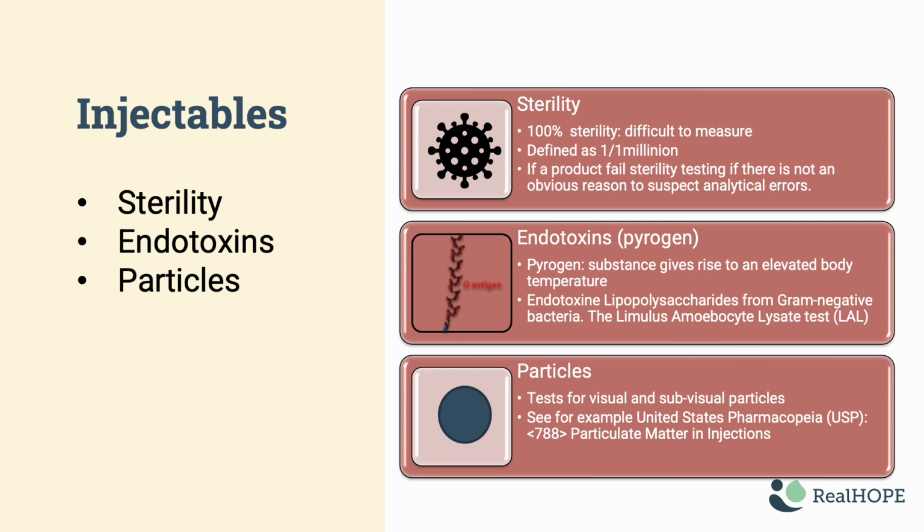Endotoxins and pyrogens are similar types of tests. The purpose is to make sure that the product does not have remnants of dead bacteria that can trigger an inflammation-like response in the patient. Traditionally, pyrogens were used, and they detected the presence of pyrogenic compounds using animal testing. Today the tests are most commonly for endotoxins, which are lipopolysaccharides from gram-negative bacteria. The test used is the Limulus amoebocyte lysate test, LAL.